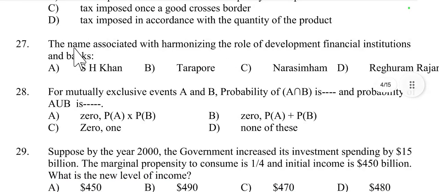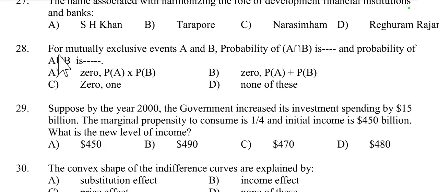Then question number 27. The name associated with harmonizing the role of development financial institutions and banks, it is called as Narasimham. Narasimham was known for his work on the integration of development financial institutions and commercial banks in India, particularly through his work on financial sector reforms and policies. So Narasimham is the right option.